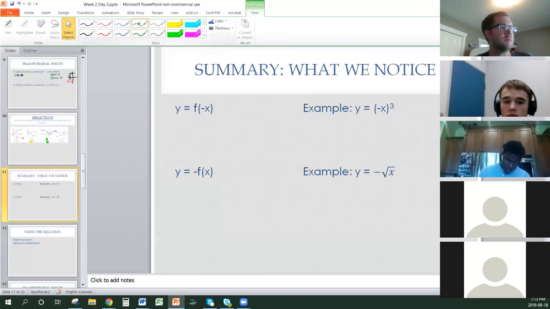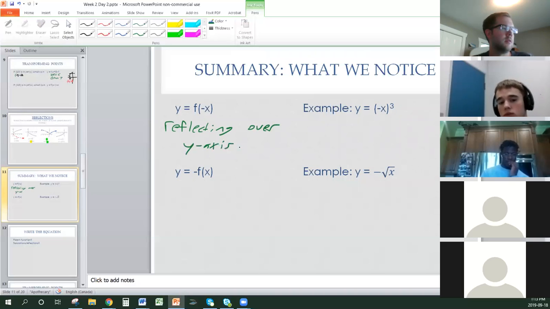So here's what I'd like you to take some notes on. When the negative is directly beside the x, it's reflecting over the y-axis. And when the negative is on the outside, it's reflecting over the x-axis.